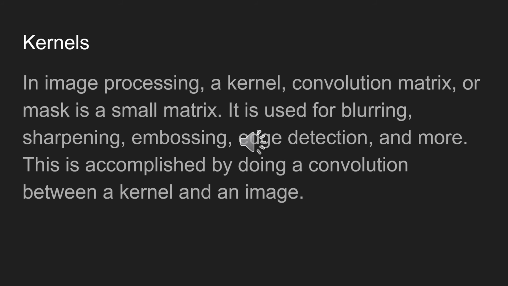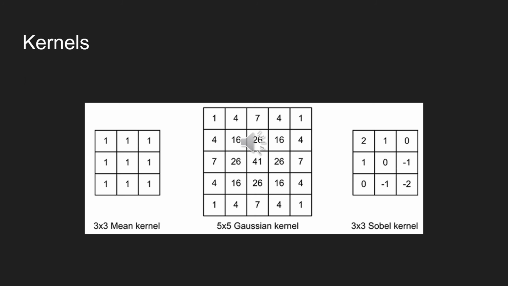In image processing, a kernel is a kind of matrix that is applied to the initial image so as to produce a new image that has been enhanced. A kernel is convolved with the initial image. Here are some of the kernels that can be convolved with our image, which are the mean kernel, the Gaussian kernel, and the Sobel kernel.